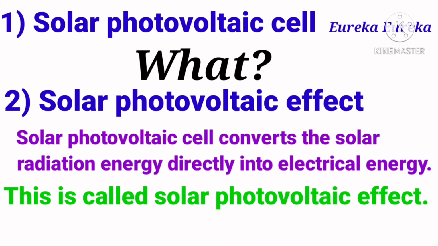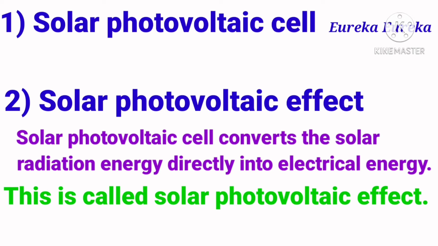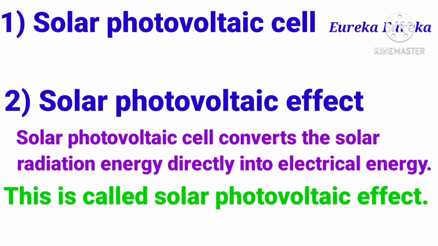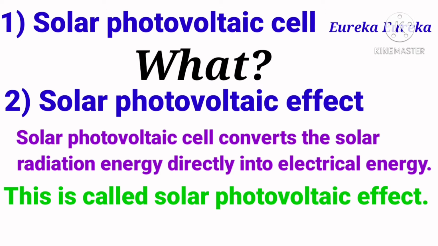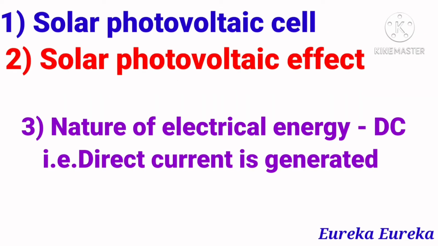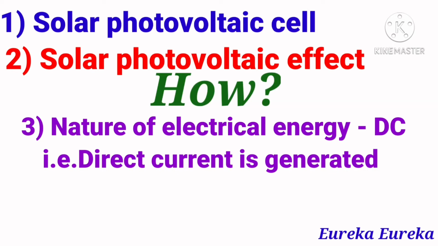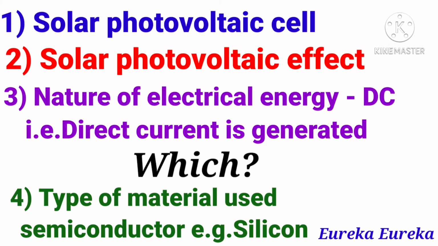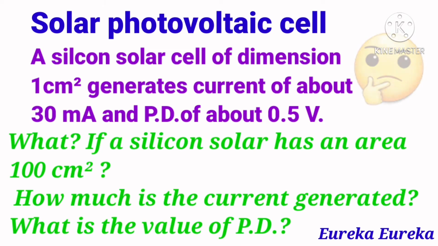In this manner, a solar photovoltaic cell converts the solar radiation energy directly into electrical energy, and this is called the solar photovoltaic effect. The nature of electrical energy generated is of DC type. Type of material used is a semiconductor. Example, silicon.